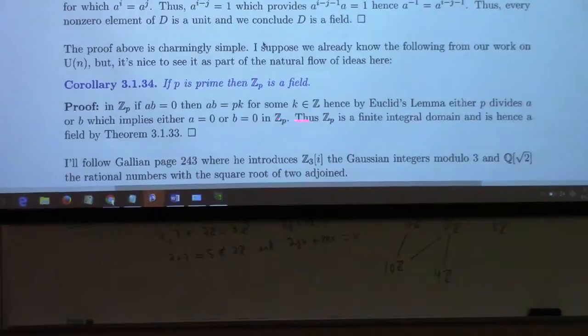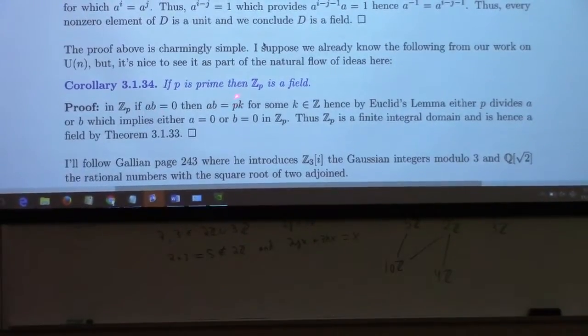Anyway, if p is prime, Z mod p is a field. And so the proof is here. If you have ab equal to 0, that means ab is equal to pk for some multiple of p, k. But by Euclid's lemma, if you've got a prime dividing a product, the prime either has to divide a or has to divide b, which means either a or b is 0 in Z_p.